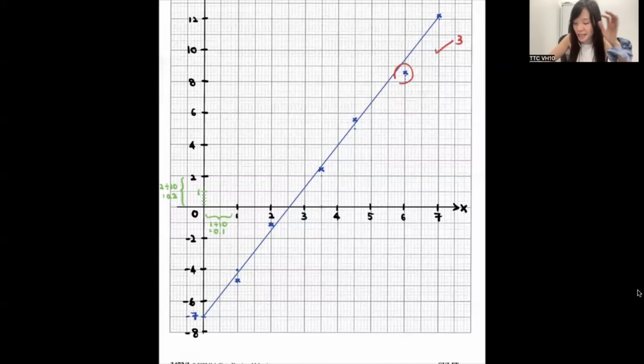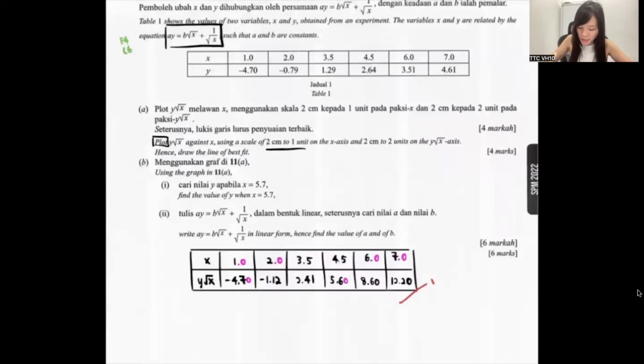Don't try to adjust this until they touch, my dear. You cannot cheat, okay? This is exactly how it looks like already, okay? So next one, my dear, let's move on. B. B, they say what? Using the graph. I always tell my students, you cannot use your brain, use your calculator. No, they say using the graph.